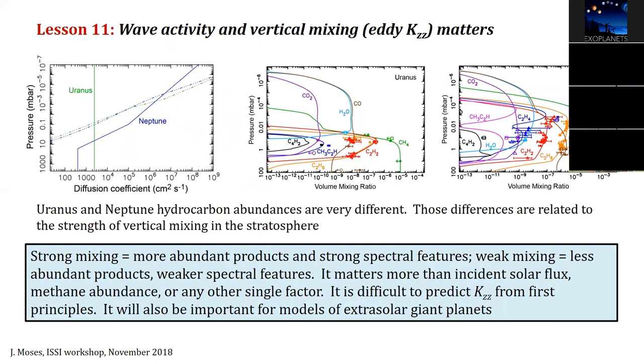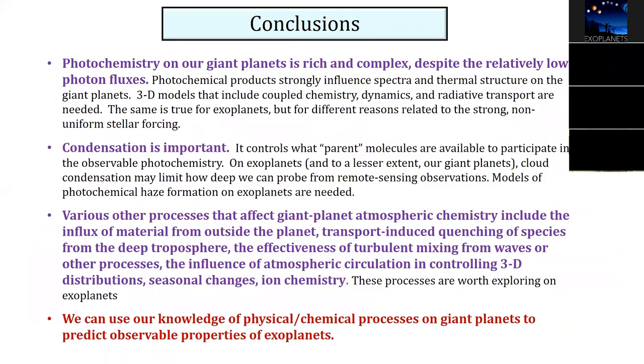This is on the same scale. There are tons of hydrocarbons on Neptune, not very many on Uranus. In fact, Uranus is kind of a stealth object. And I'll end just saying there's a lot of processes on giant planets that are relevant to all exoplanets in general.